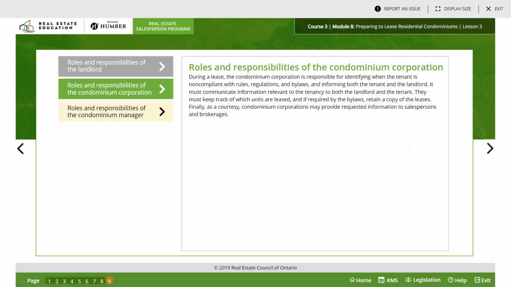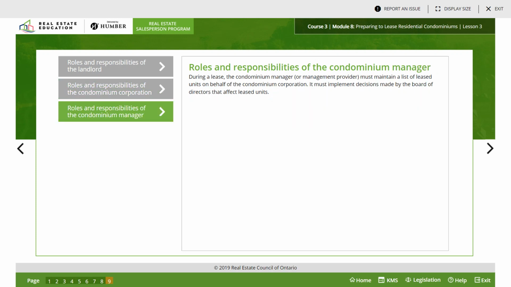Roles and responsibilities of the condominium corporation. During a lease, the condominium corporation is responsible for identifying when the tenant is non-compliant with rules, regulations, and bylaws, and informing both the tenant and the landlord. It must communicate information relevant to the tenancy to both the landlord and the tenant. They must keep track of which units are leased and, if required by law, retain a copy of leases. Finally, as a courtesy, condominium corporations may provide requested information to salespersons and brokerages.